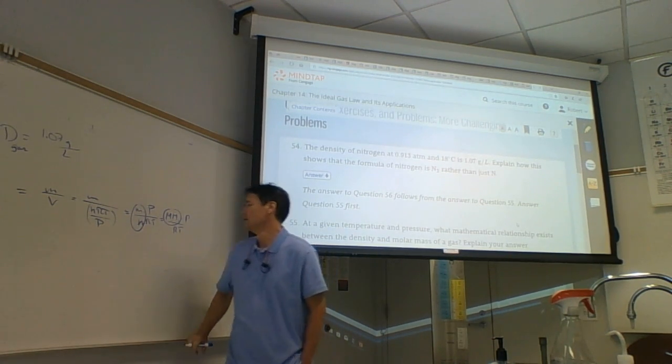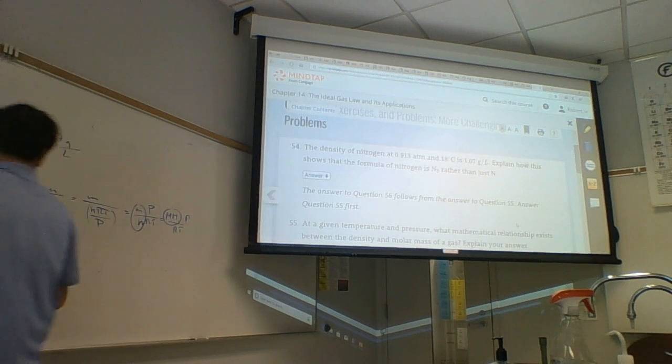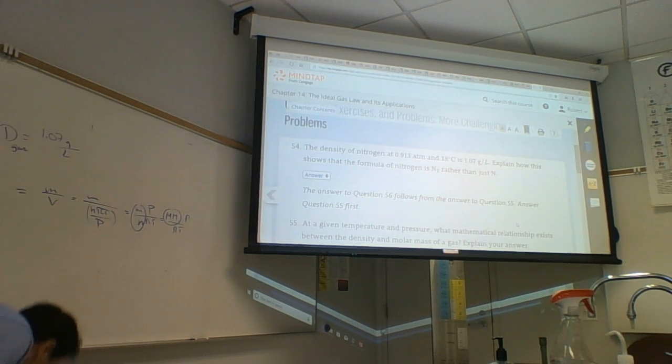In fact, we can come up with a molar mass equation as well. There are two ways we can come up with a molar mass equation. One is we could just rearrange the density equation, or two, we can derive it from scratch. If we rearrange the density equation, then the molar mass is equal to the density times RT divided by P.